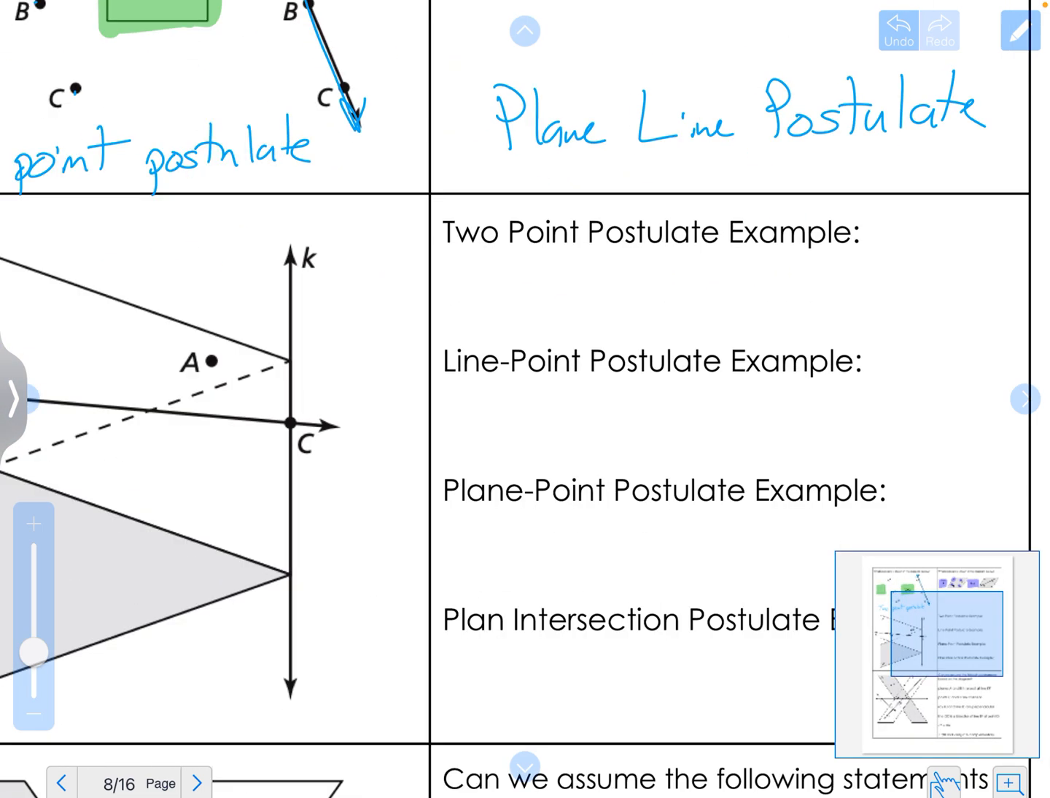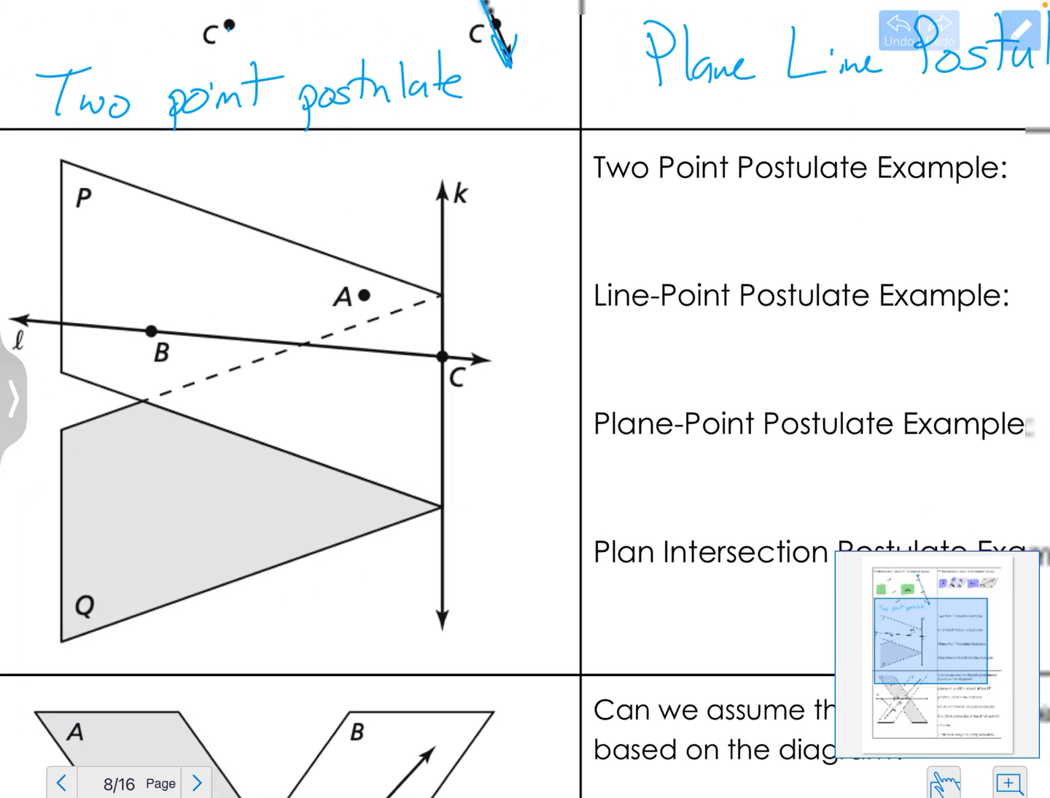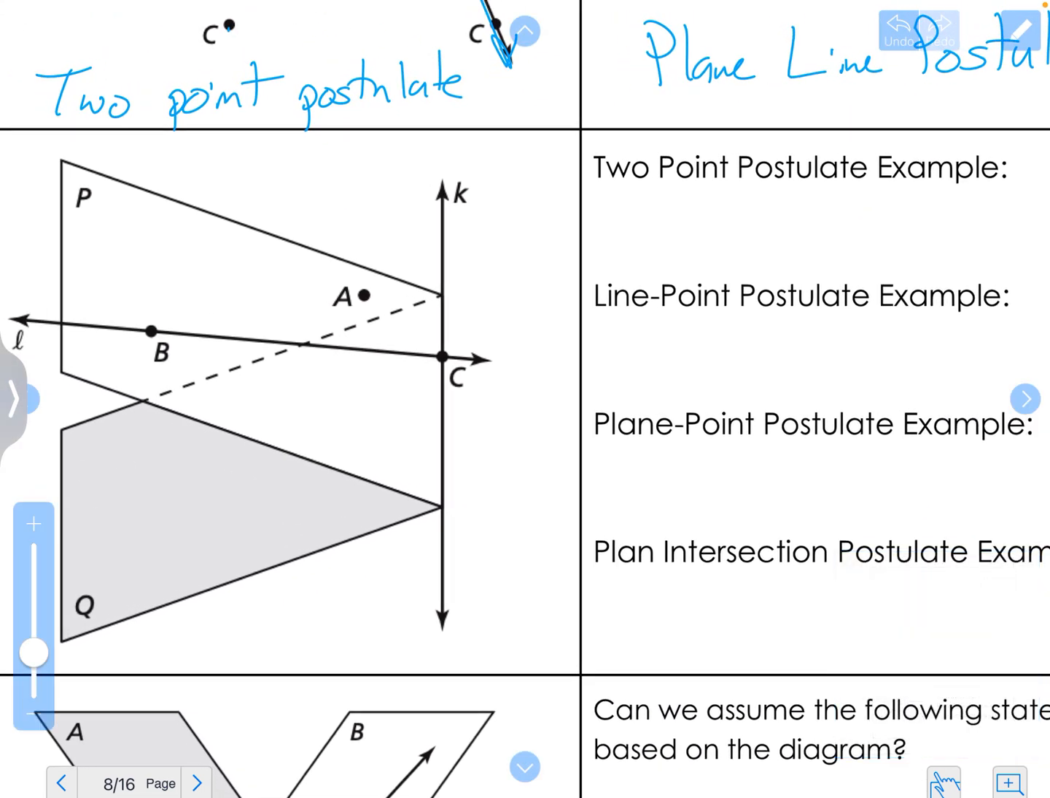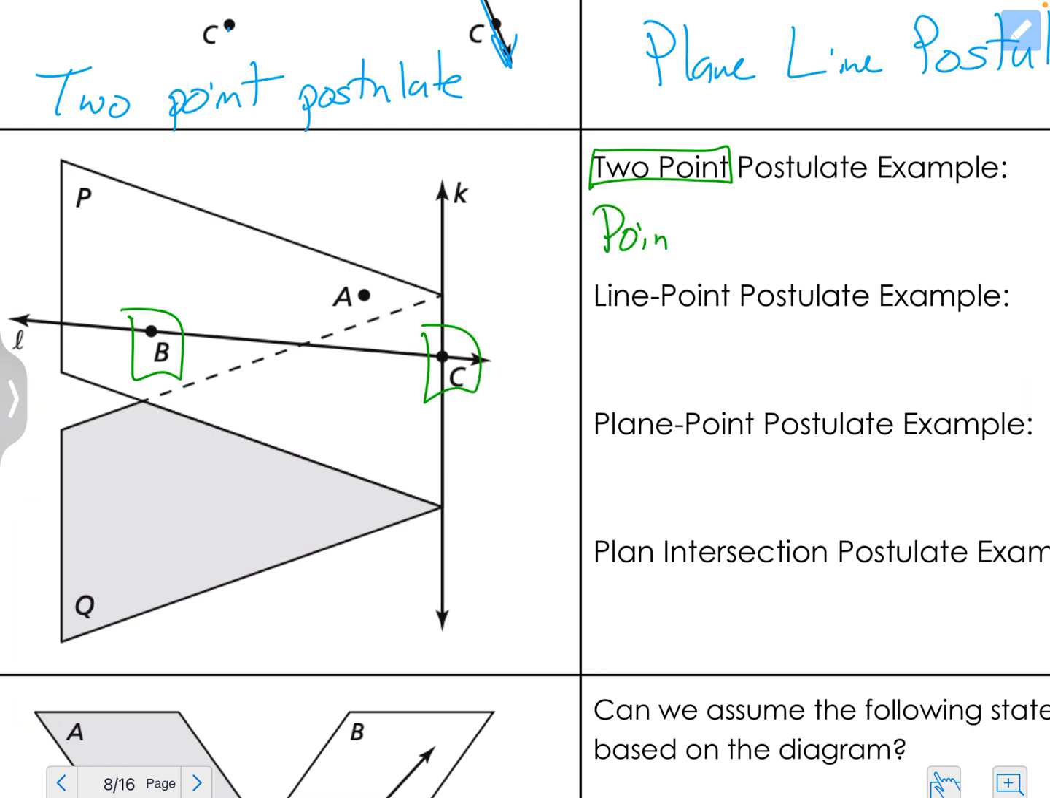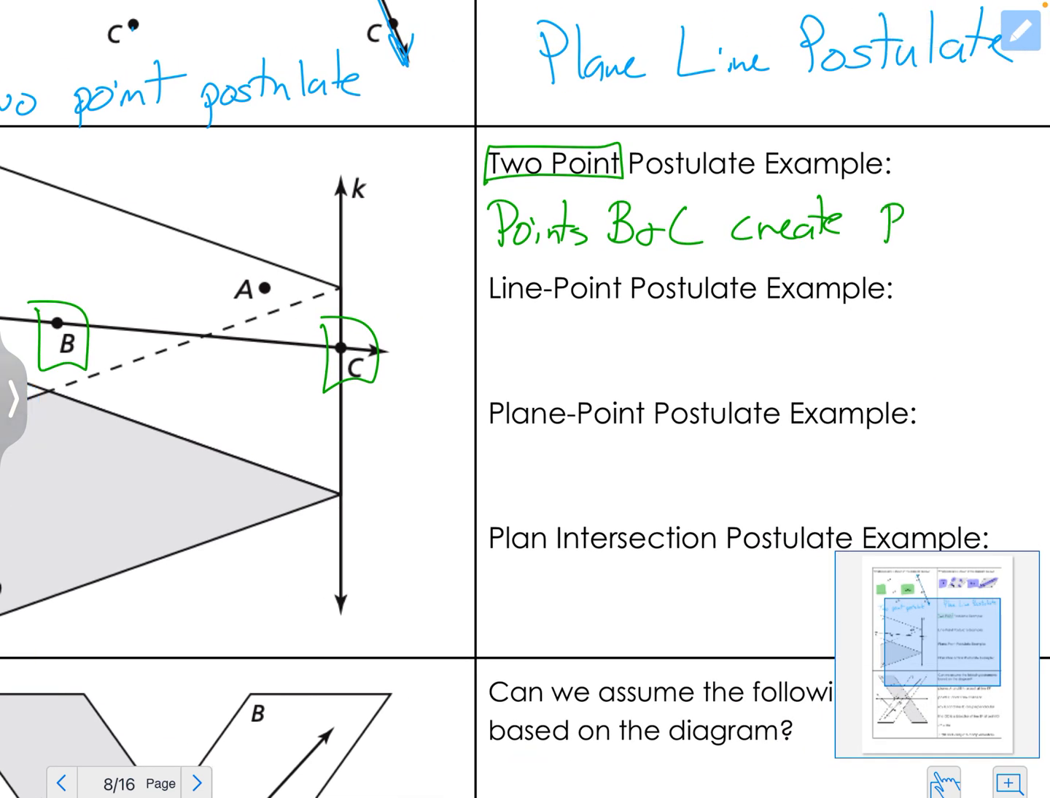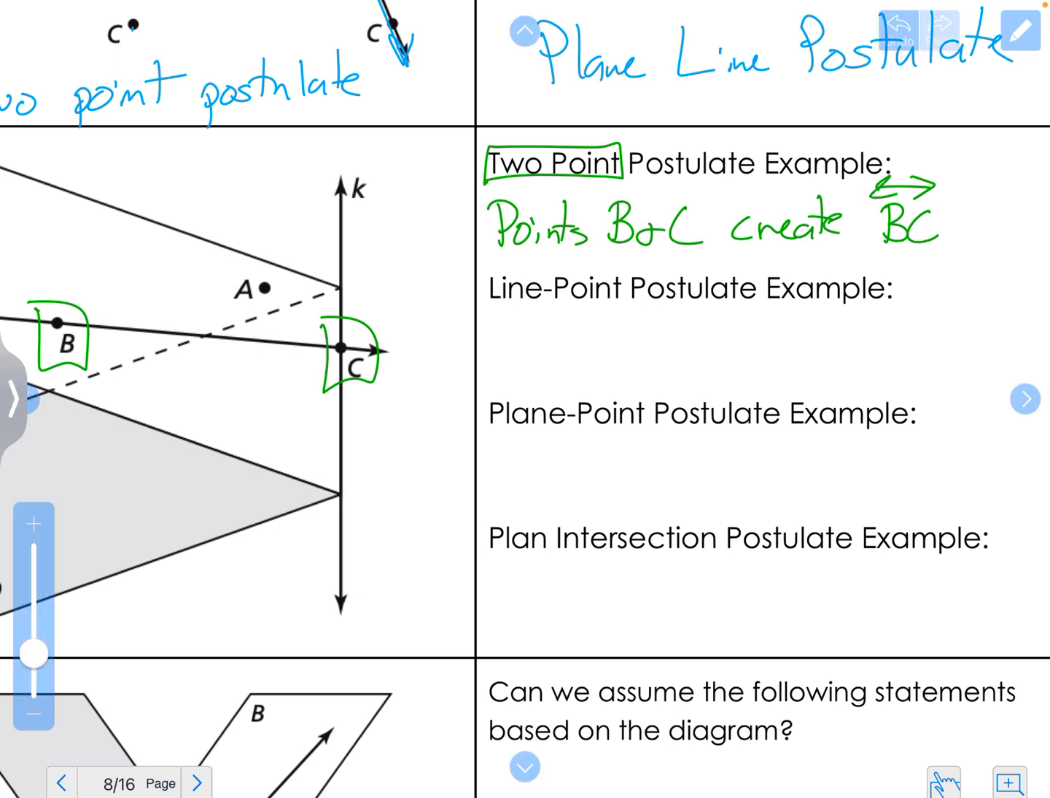So now we're going to use this picture here to help us write some examples of these postulates. Our 2-point postulate says that if we have 2 points, we have a line. So we're looking for 2 points on this that create a line. I have point B and I have point C. So points B and C create line BC. And I'm going to use my line notation with the line above the 2 points on the line.